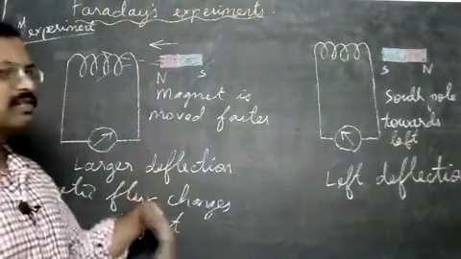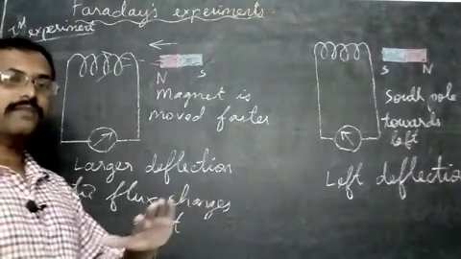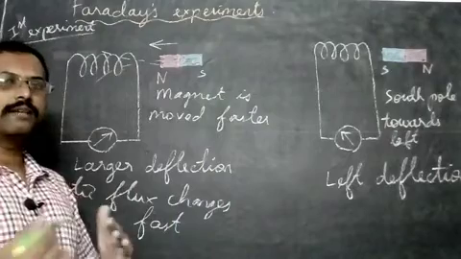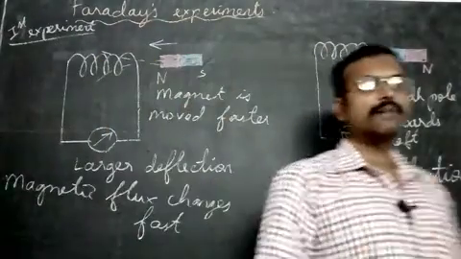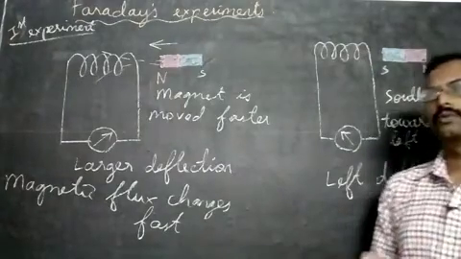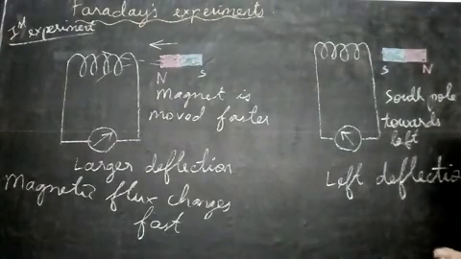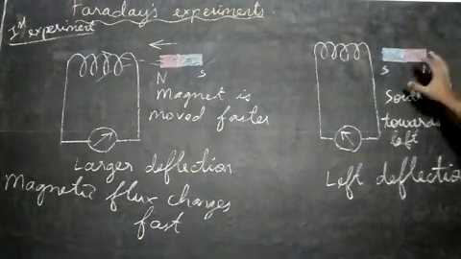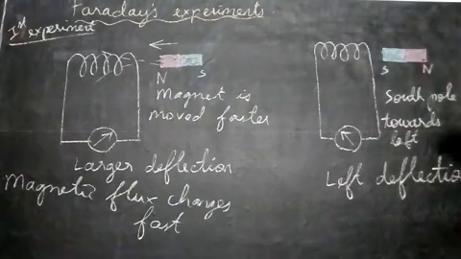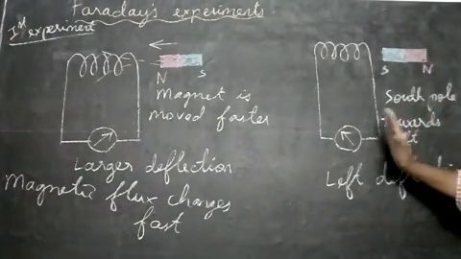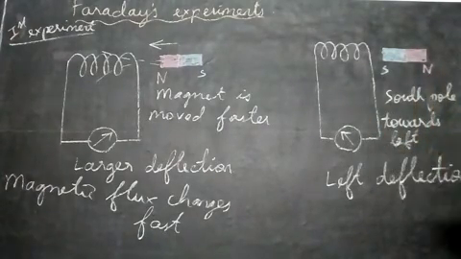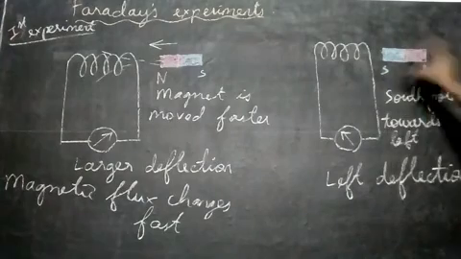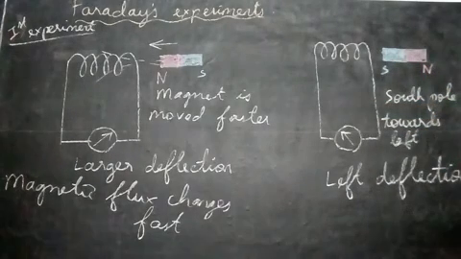Because the magnetic flux changes very fast, you can say the rate of change of magnetic flux is fast. Rate means divided by time. If the magnetic flux changes faster, the current produced is also more, and that's why you get a larger deflection. Next we see what will happen if we keep the south pole here. We get a left side deflection. If you reverse the poles, the direction of current also changes. So this is about Faraday's first experiment.